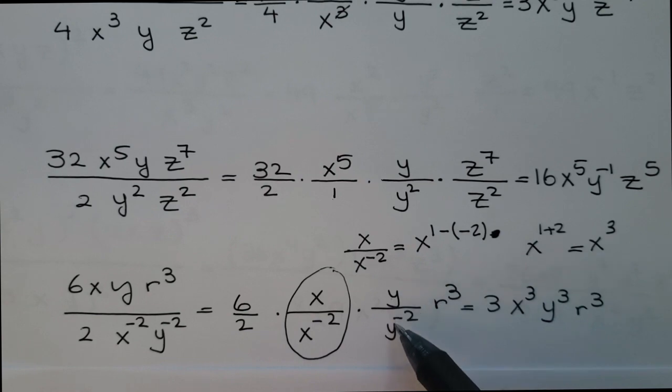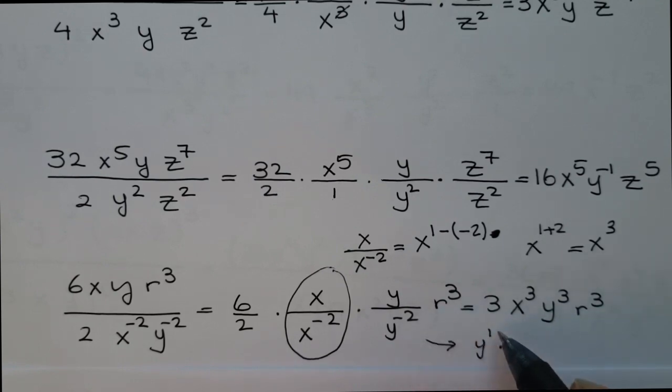So y minus 2. Again, the same thing happens, y to the power 1, right? And then here, negative 2, so that would be y to the power 3. Perfect.